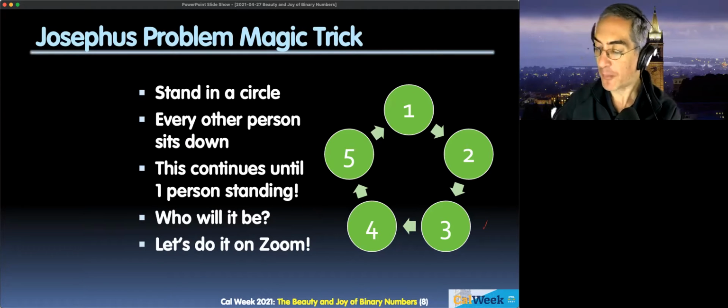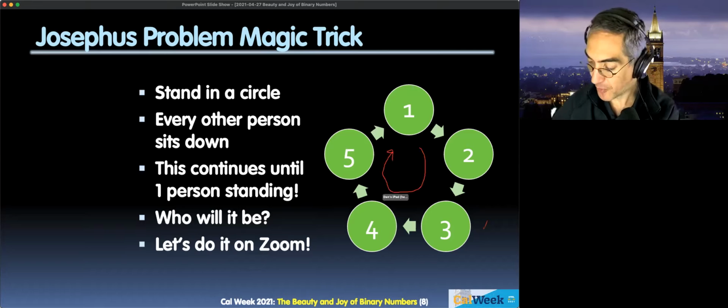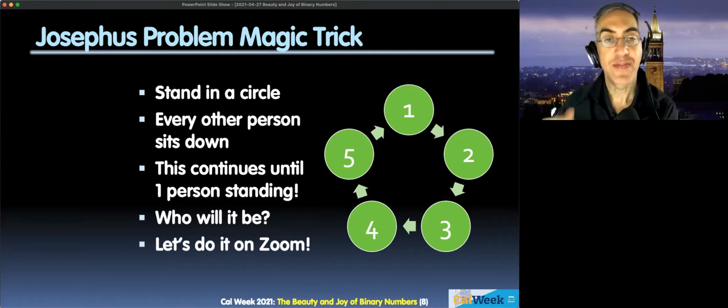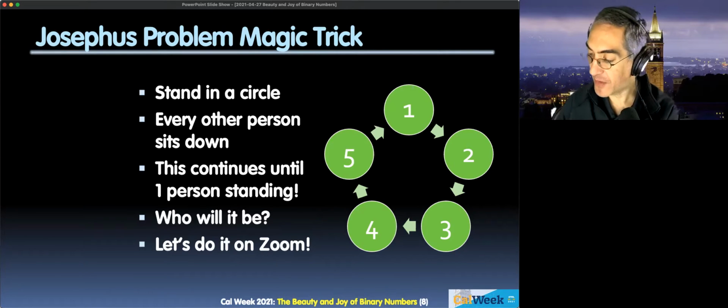All right. Every other person sits down. And as you loop, once you come around the circle once, you keep playing the game. Every other person sits down. And the question you ask is, who is the last one to survive? The magic trick is, I know, based on the maximum number of people, 5, who the last one to survive is. And I predict it's going to be 3.